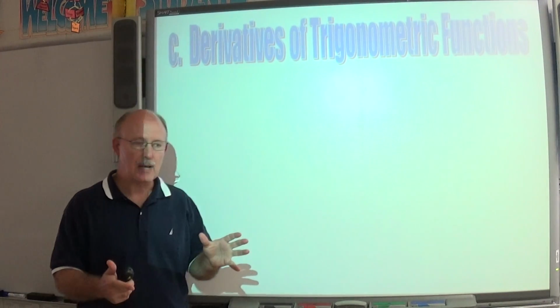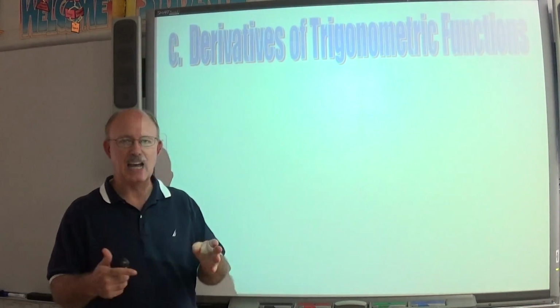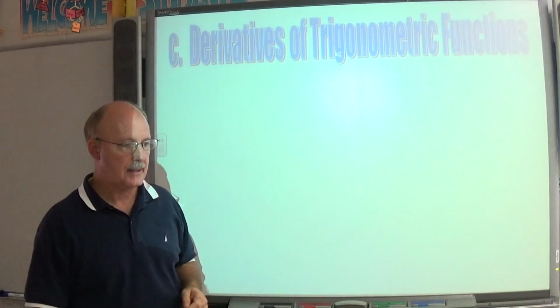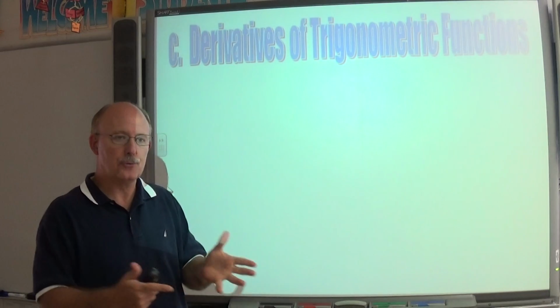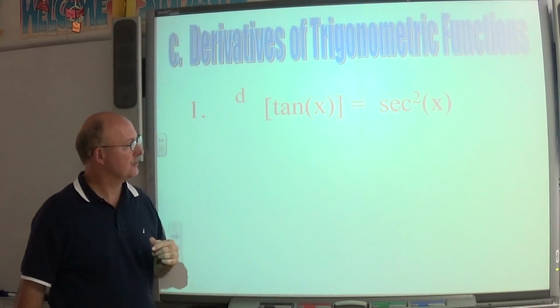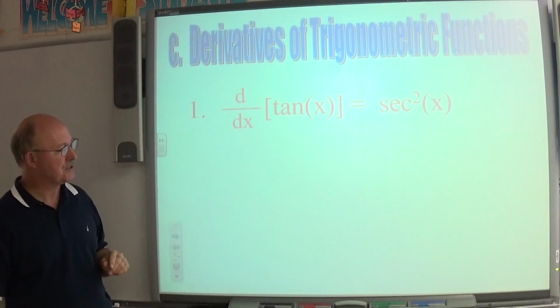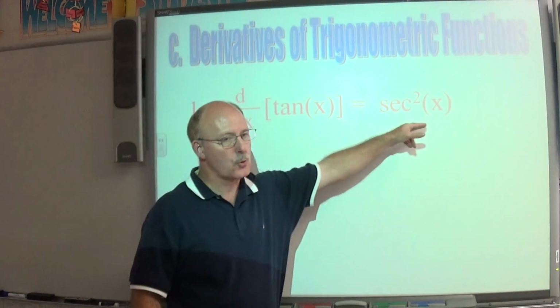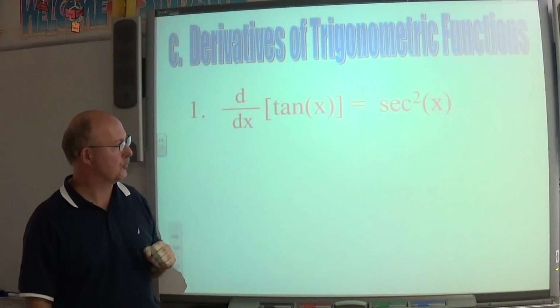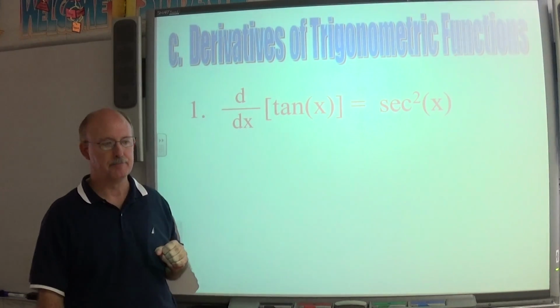Now, let's go ahead and list the derivatives of the other 4 trig functions. We already know sine and cosine. The derivative of sine is cosine, the derivative of cosine is negative sine. So if you set this up, the first one I want to point out is tangent. The derivative of tangent is secant squared.